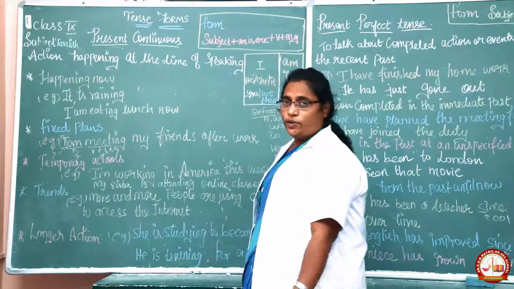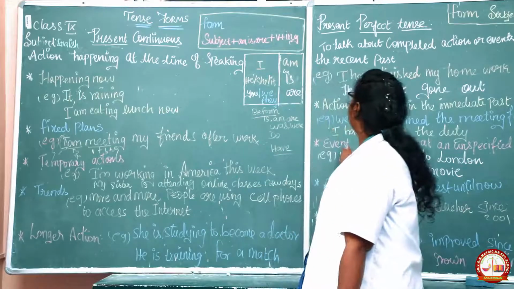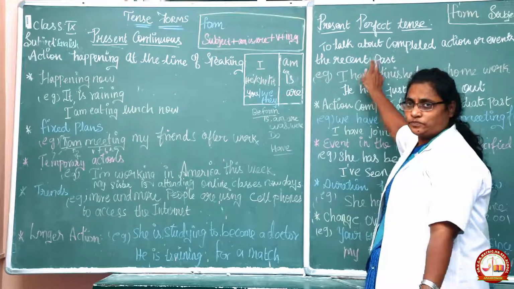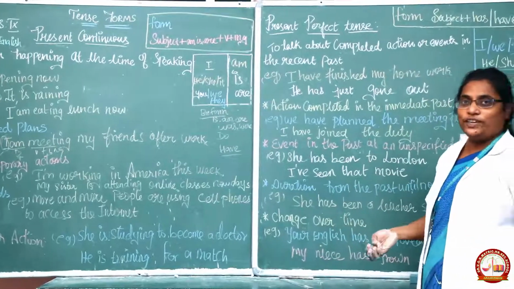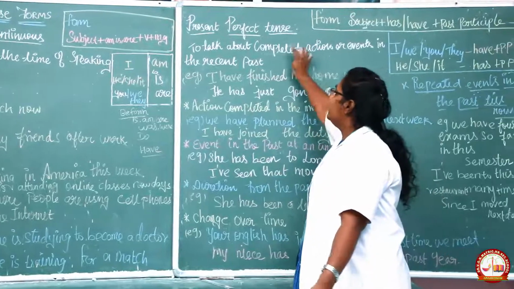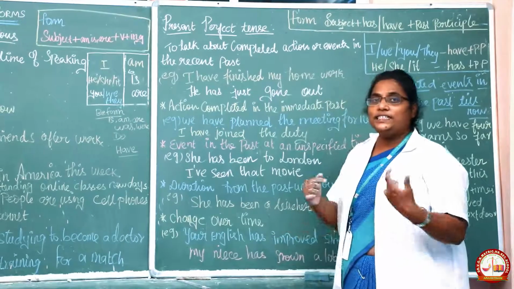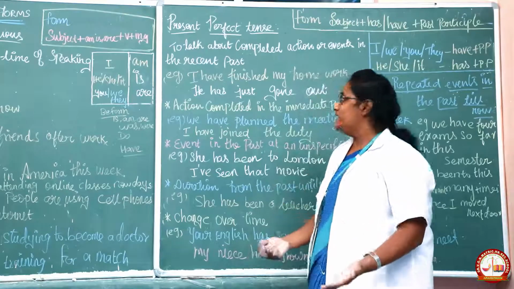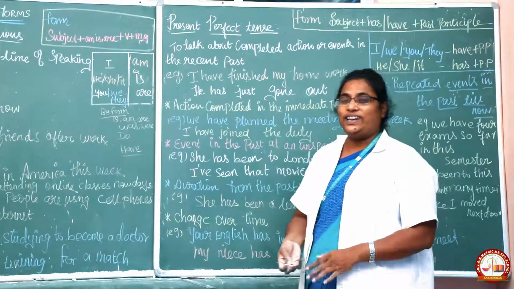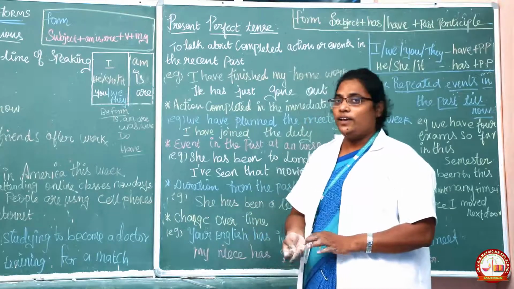The next one we are going to see is present perfect continuous tense. So what is this? It is used to talk about a completed action or an event at a recent time.